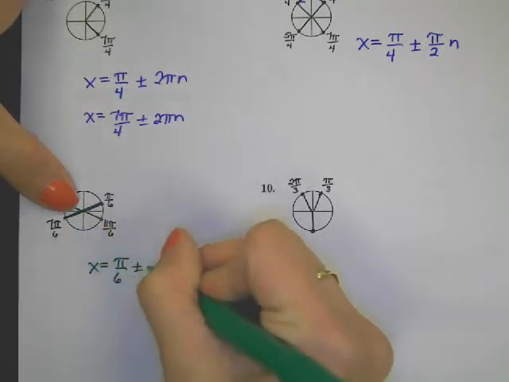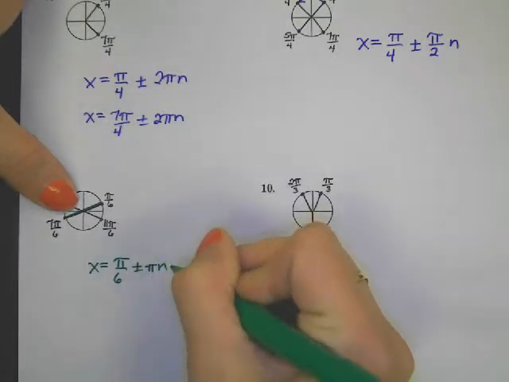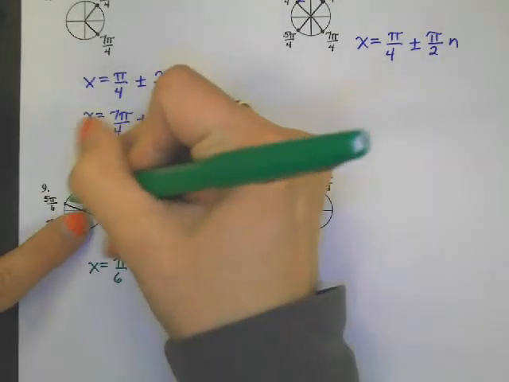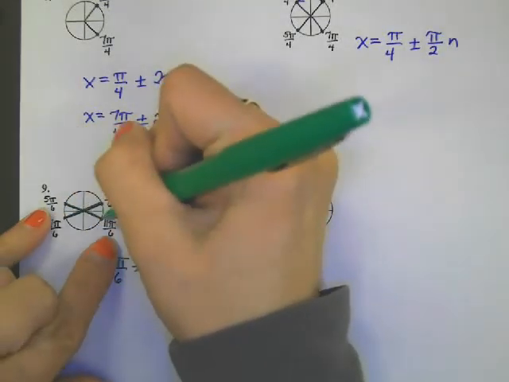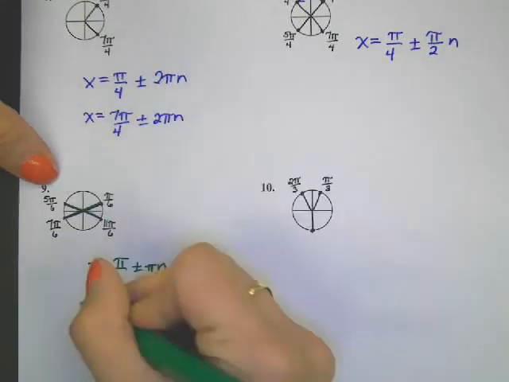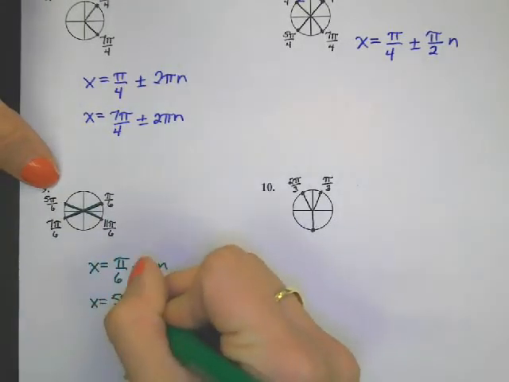And now let's put these other ones together here. Okay, so between 5 and 11, which one comes first? 5, so x equals 5 pi over 6 plus or minus pi n.